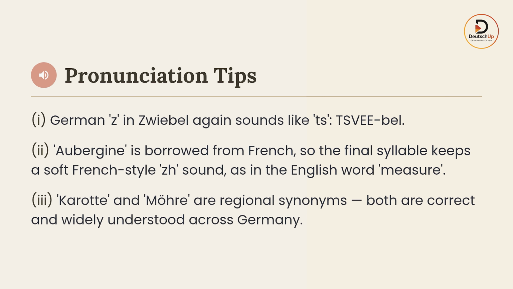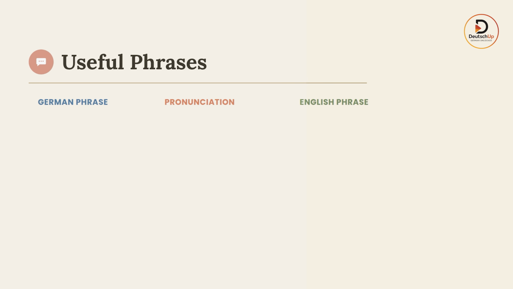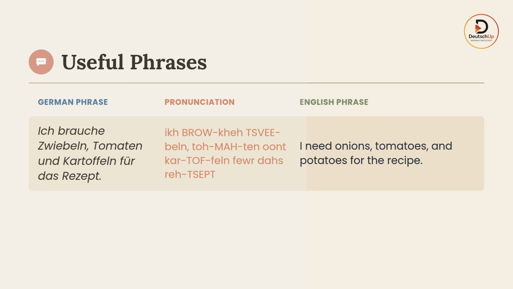Karotte and Möhre are regional synonyms. Both are correct and widely understood across Germany, and both are used for saying the name of carrot. Now let's have a look at some useful phrases. If I want to say, I need onions, tomatoes and potatoes for the recipe, how will I say that? I will say, Ich brauche Zwiebeln, Tomaten, Kartoffeln für das Rezept.